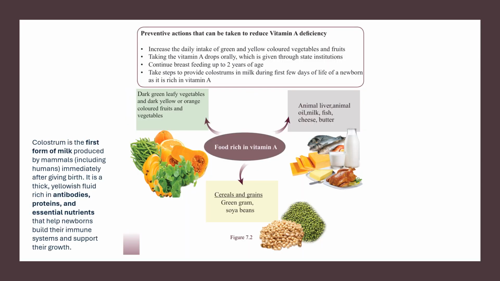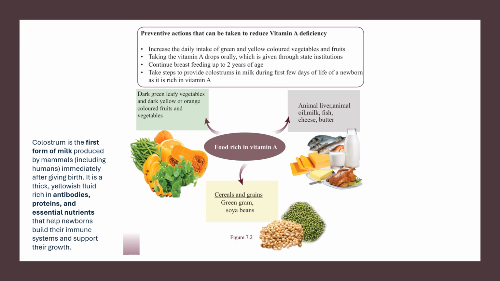Let's look at the preventive actions that can be taken to reduce vitamin A deficiency. So the first thing is make sure that you take a lot of green and yellow colored vegetables and fruits in your diet. It is said that these green and yellow colored vegetables and fruits have more vitamin A in them. And also taking the vitamin A drops orally, which is given through state institutions. This is usually given to children in their early childhood. At very young ages, you might not even remember it. So it's important that kids are given the vitamin A drops when they are offered through the state institutions.